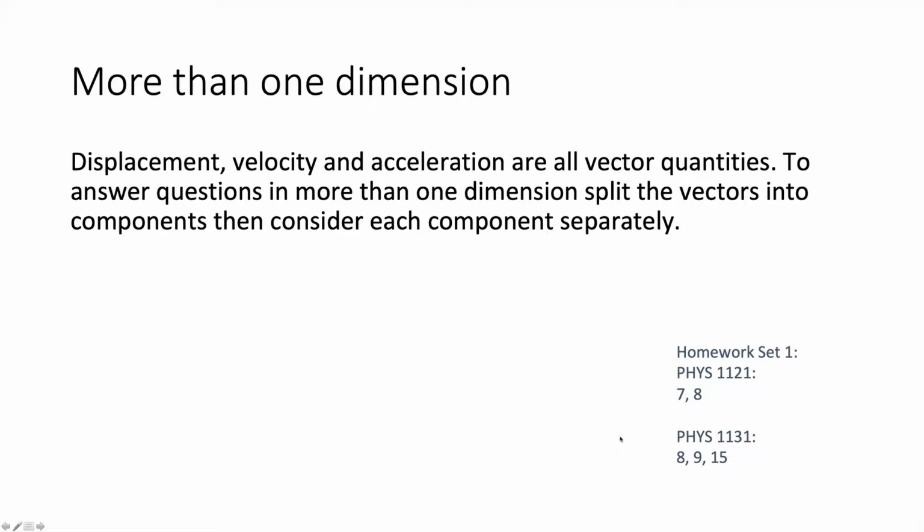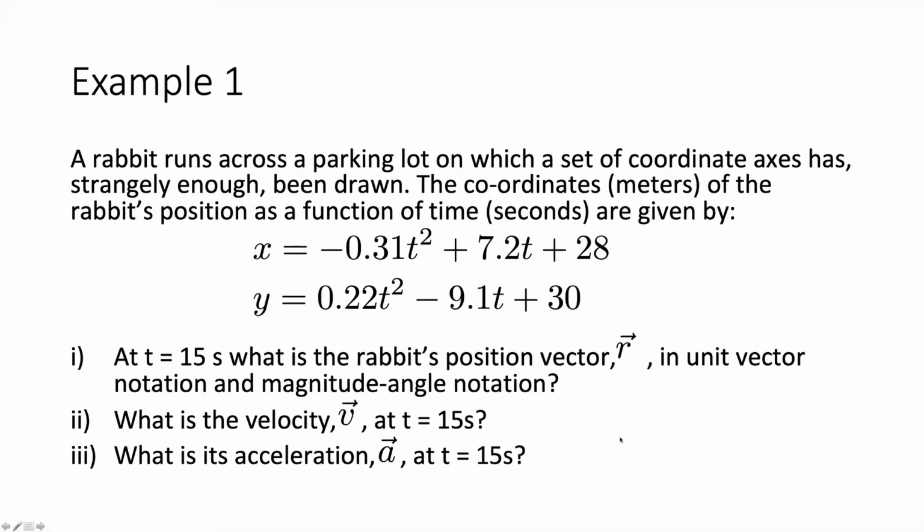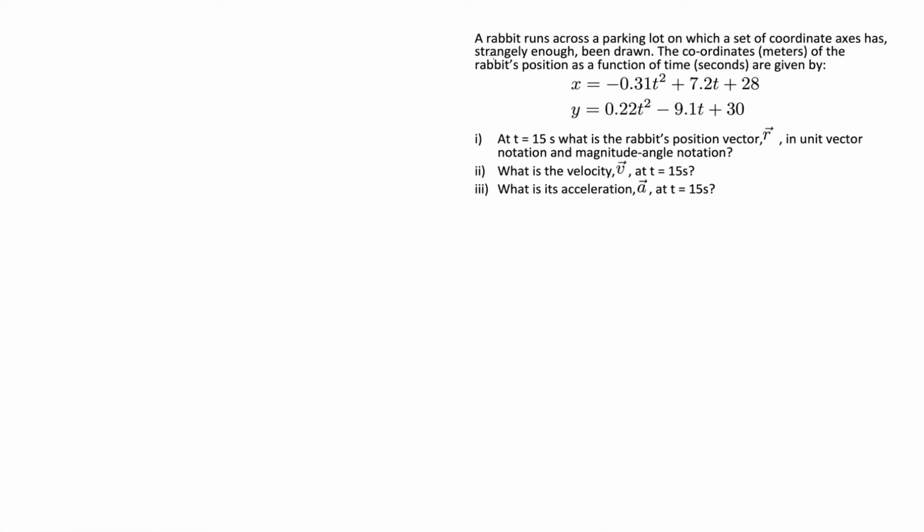Okay, but what do we mean by this? How do we actually apply this? Well, to see what we mean by this, let's have a look at an example. I'm going to paste this example on a separate page where we can work through it now. Okay, so this is quite a hard example. We've got a rabbit that runs across a parking lot on which a set of coordinate axes have strangely enough been drawn. The coordinates in meters of the rabbit's position as a function of time are given by these expressions.